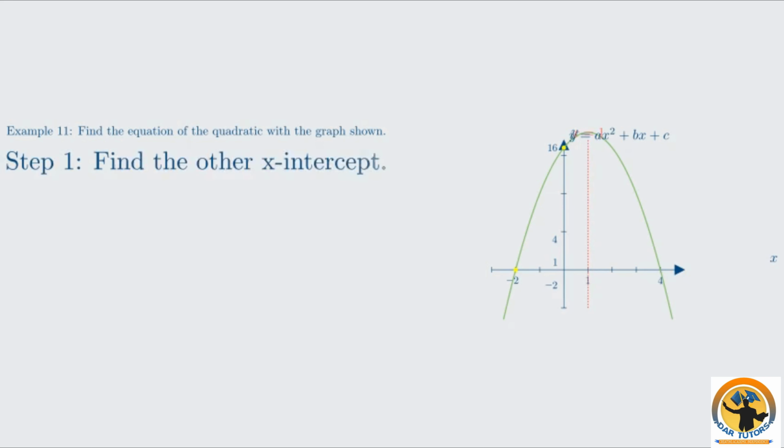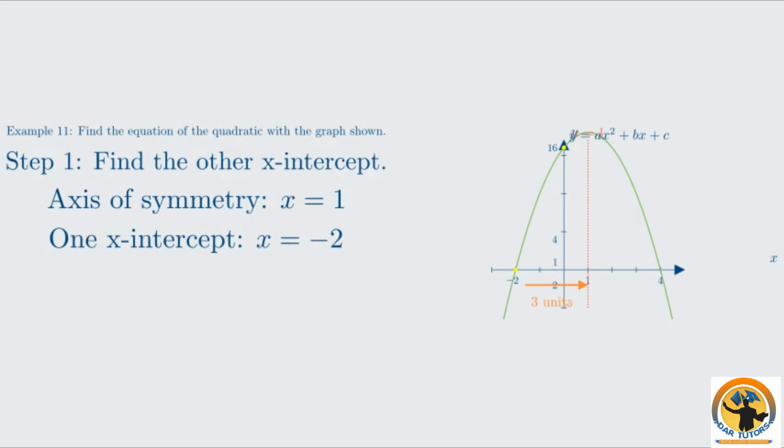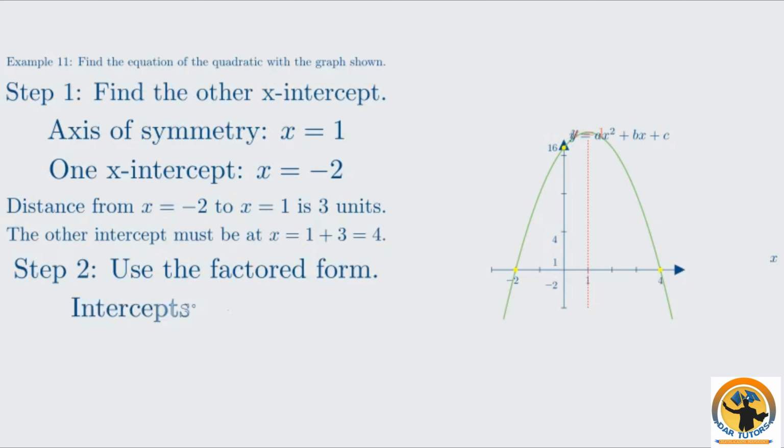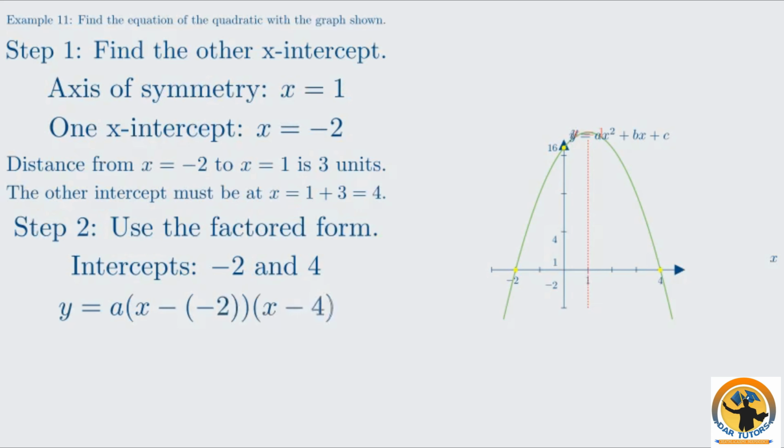The first step is to find the other x-intercept, which we can do using the axis of symmetry. The axis of symmetry is x equals 1, and it's 3 units away from the known x-intercept at 2. Because parabolas are symmetric, the other x-intercept must also be 3 units away, but in the other direction. So, the other x-intercept is at 1 plus 3, which is 4. Now we know both x-intercepts at 2 and 4.